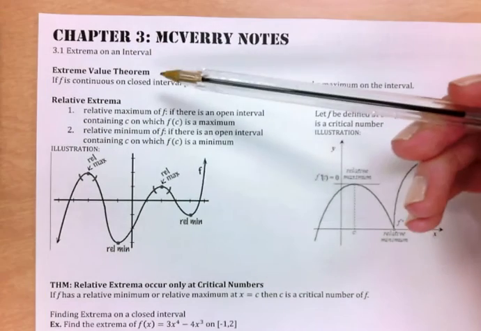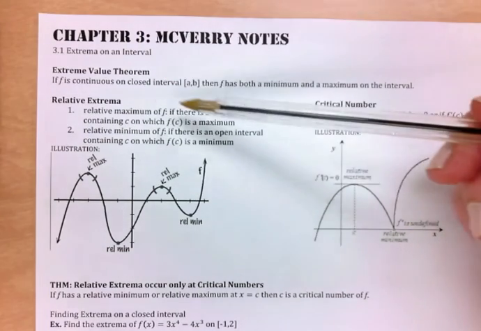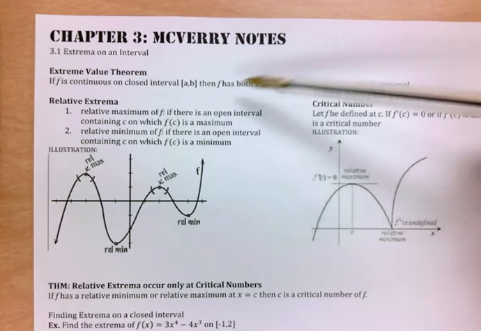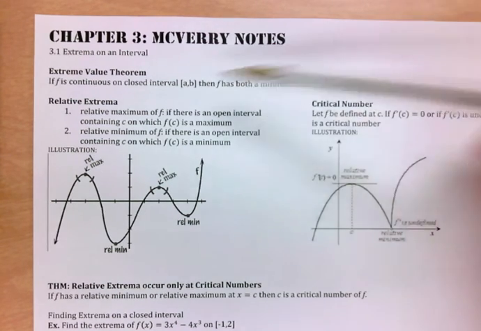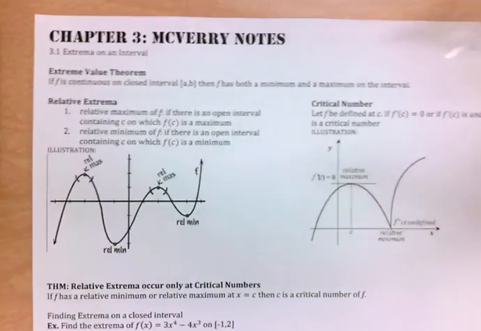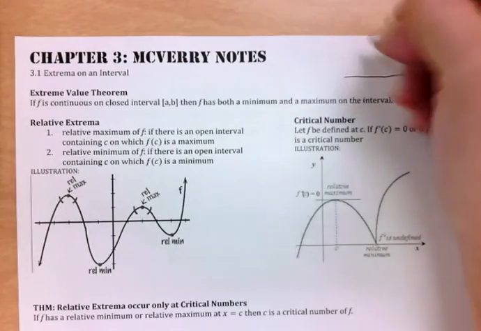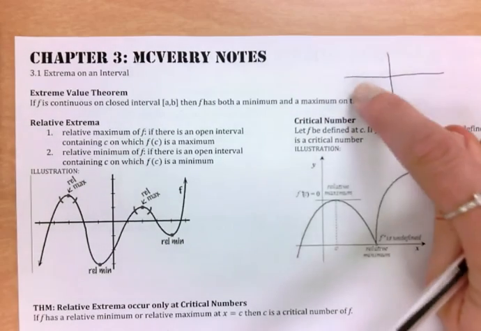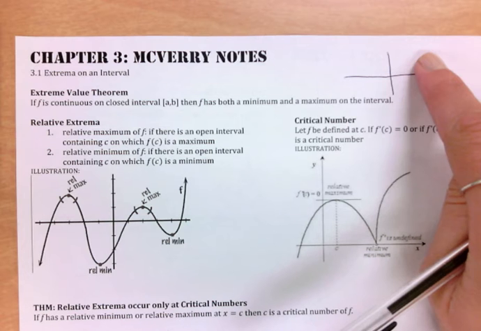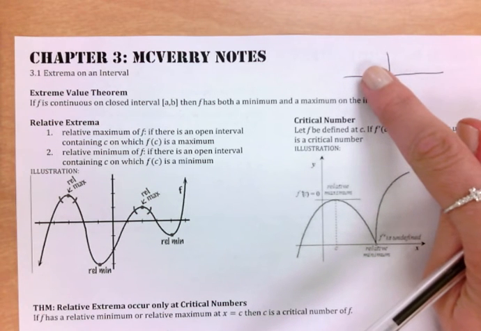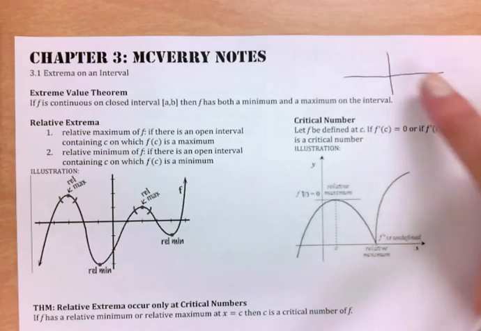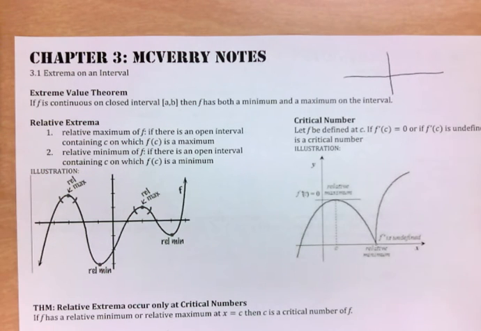So extreme value theorem. So if f is continuous on some closed interval, then f has both a minimum and a maximum. So that's just saying if you're a continuous function, so remember that continuous just means that you can trace the function with your finger and you never have to lift it up, and that is continuity.